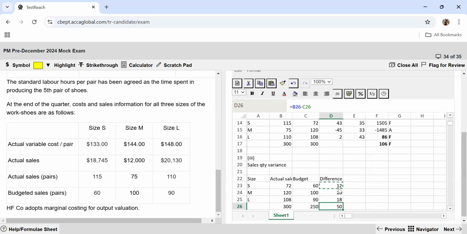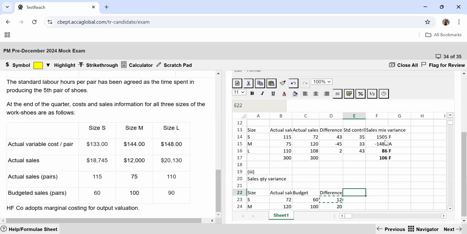Overall, also, you can apply this formula and it'll tell you that according to your budget, you were only supposed to sell 250, but you did a good thing by selling extra. And in total, you have sold 50 units extra.